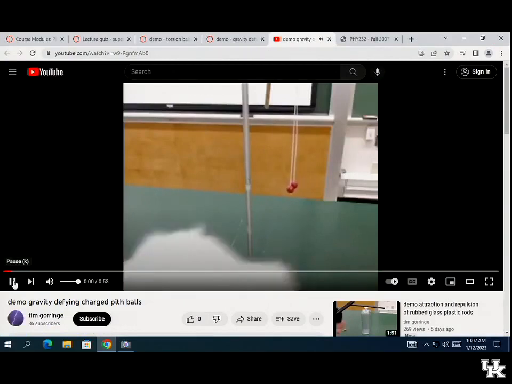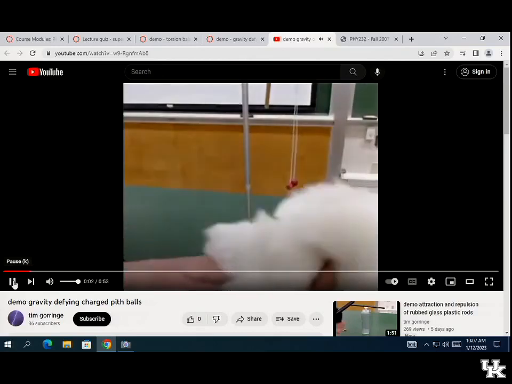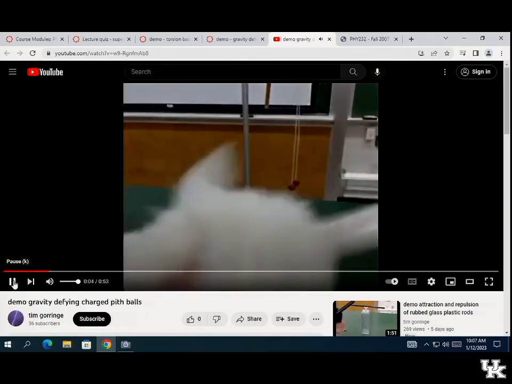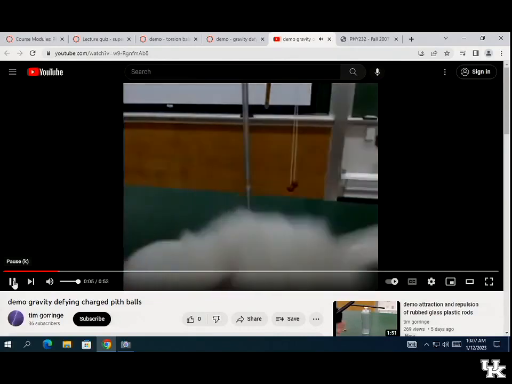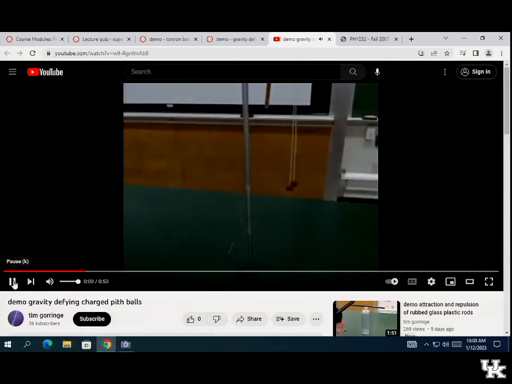So here are the two balls, and like last class, I'm going to get some PVC pipe. I'm going to rub it with cat's fur. I'm going to charge it up, and I'm going to transfer some of that charge to those two balls. Right now, they're hanging vertically downwards.